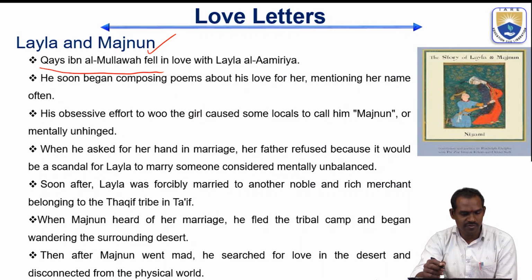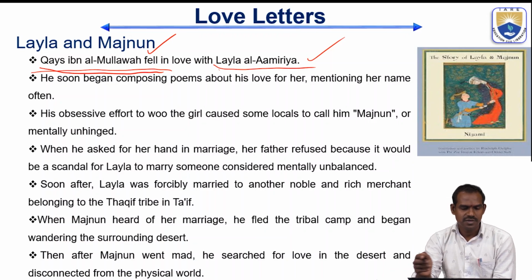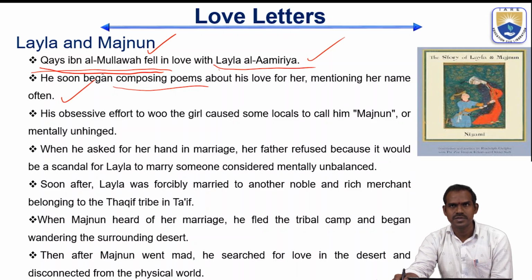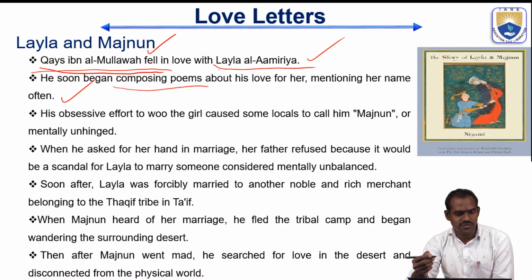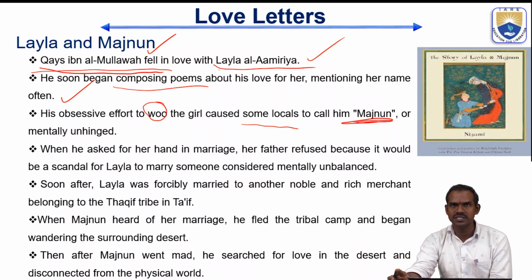Qais ibn al-Mulawa fell in love with Laila al-Amiria. Later she was called Laila, and Qais ibn al-Mulawa was later called Majnun. He soon began composing poems about his love for her, mentioning her name often, Laila, Laila, Laila, like that. His obsessive effort, meaning his sincere and extra effort to woo the girl, caused some locals to call him Majnun.